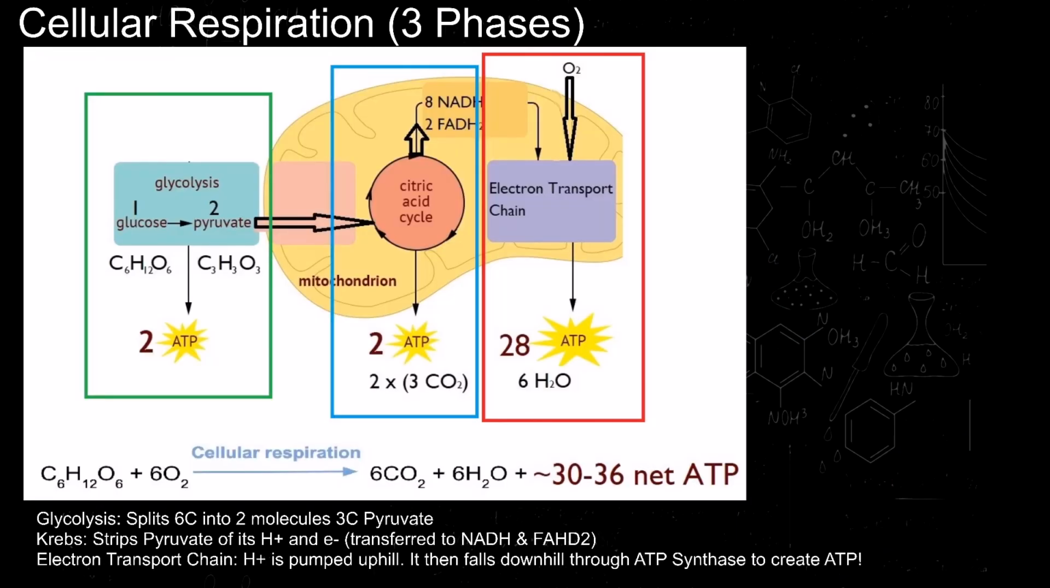Alright, so there you have it, guys. Cellular respiration just breaks down glucose into smaller and smaller pieces. There are 3 phases: glycolysis, citric acid cycle, and the electron transport chain. Together with those 3 phases, you're able to break glucose down into about 30 to 36 net ATP, which your cells can then use as energy.